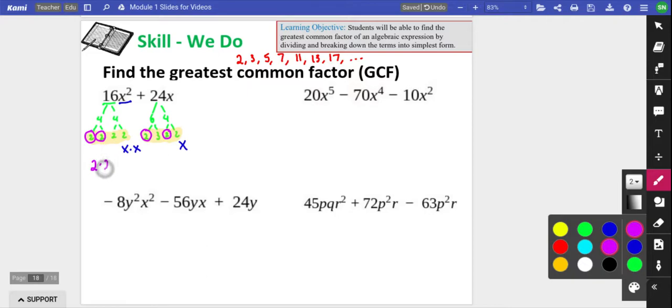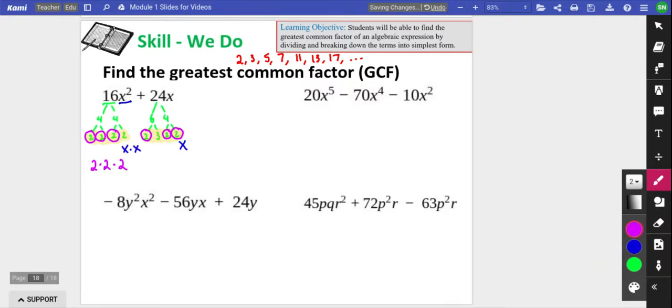I will be putting it here, and I will be multiplying at the end. Let's see. We have another number 2 and another number 2. I will be putting another number 2. Now, we only have a 2 and a 3 left. Those are not the same. We cannot bring them down.